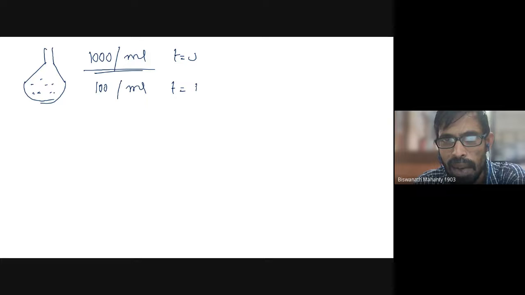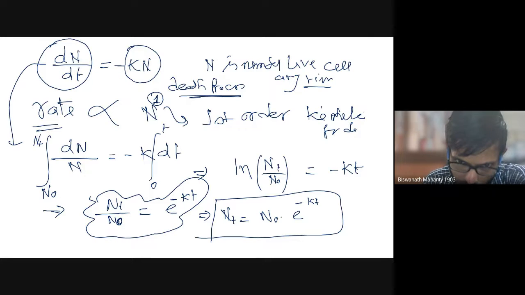Why has it come down? Because they are dying, right? Yes or no? Yes, sir, they are dying. Okay. So can I put this equation, whatever I already learned? Nt by N0 equal to e to the power minus kt.